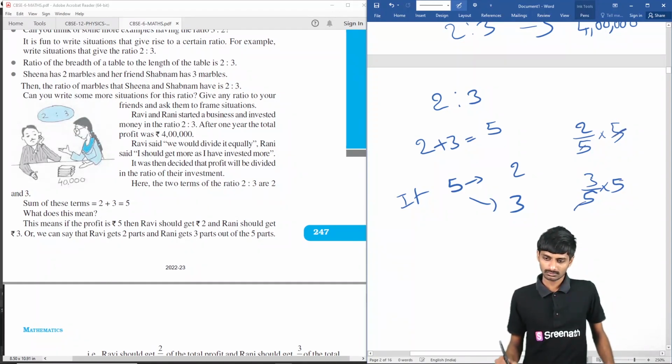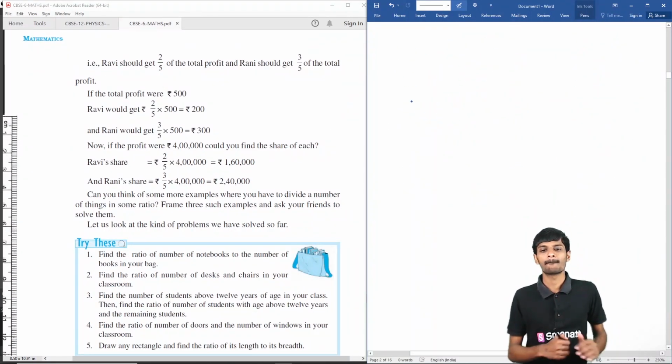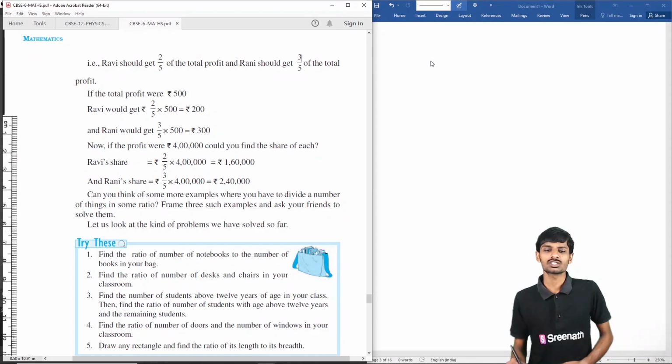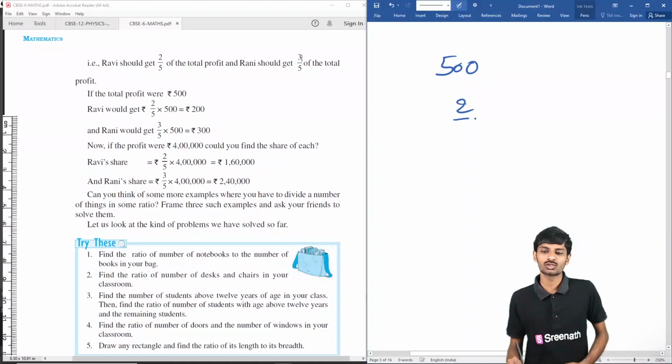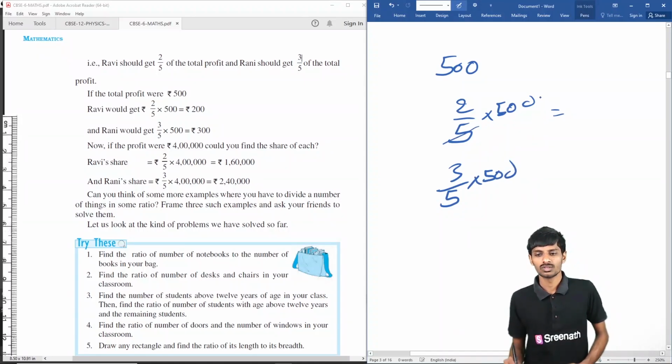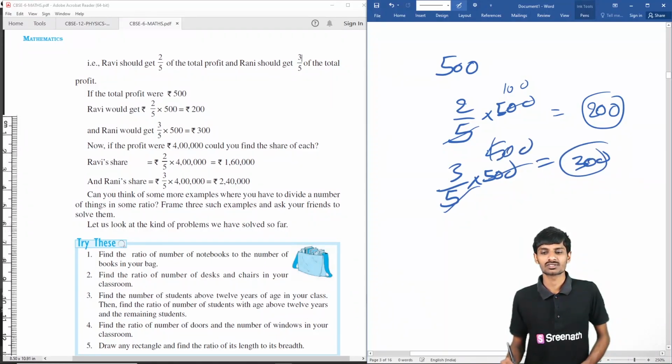So 2 is here, 3 is here. So that is the place, friends. So what they will get is 2 by 5 and 3 by 5. So what is the total profit? Suppose the total profit is 500, then one has to get 2 by 5 into 500, and the other has to get 3 by 5 into 500. So how much is it? It is 100 times. So then Ravi will get 200 and Rani will get 300.